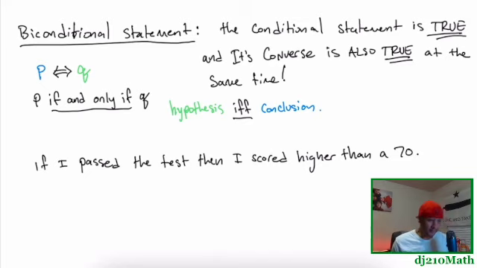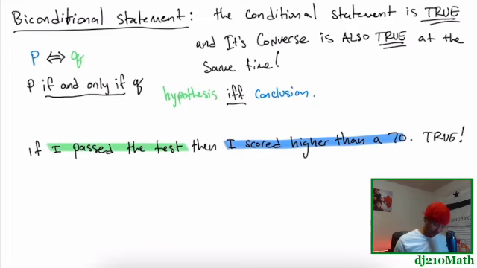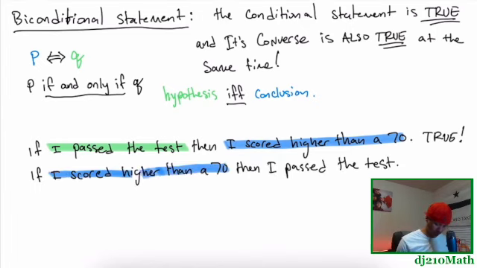So if I passed the test, then I scored higher than a 70. So the hypothesis, the part after if, is I passed the test. And the conclusion, the part after the word then, is I scored higher than a 70. So this is true. All right, if we consider its converse, so remember, converse switches the hypothesis and conclusion. So the converse: if I scored higher than a 70, then I passed the test. All right, this is also true.